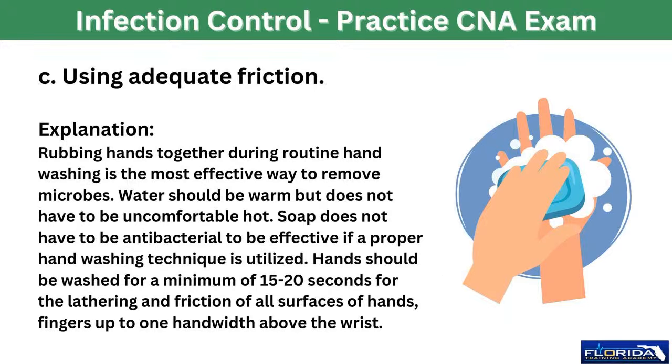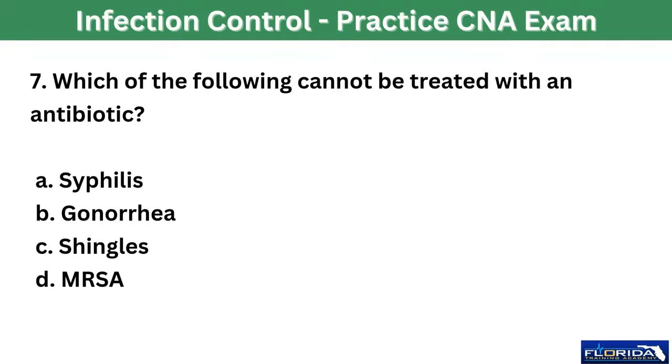C, using adequate friction. So, rubbing hands together during routine hand washing is the most effective way to prevent the spread of microbes or germs. The water temperature should be warm, but not at the hottest setting. And you may not have antibacterial soap. So if you have soap, period, and you're using it properly and using friction, that's going to help reduce the spread of germs. And then lastly, you don't wash your hands for 3 minutes. You wash your hands for 15 to 20 seconds, depending on your state requirements.